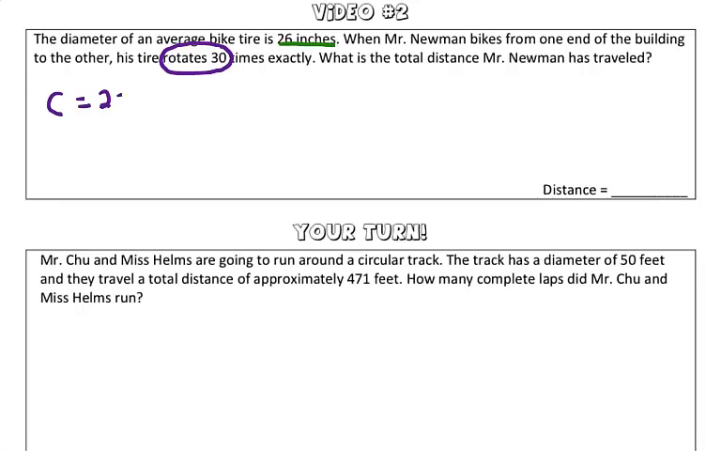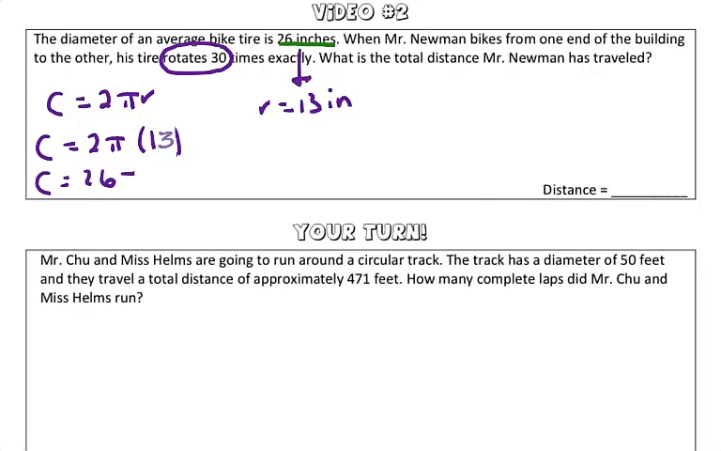So circumference we know is equal to 2 pi r. We're told that the diameter is 26 inches, so therefore that makes the radius 13 inches. So circumference is equal to 2 pi times 13, or circumference is equal to 26 pi inches.